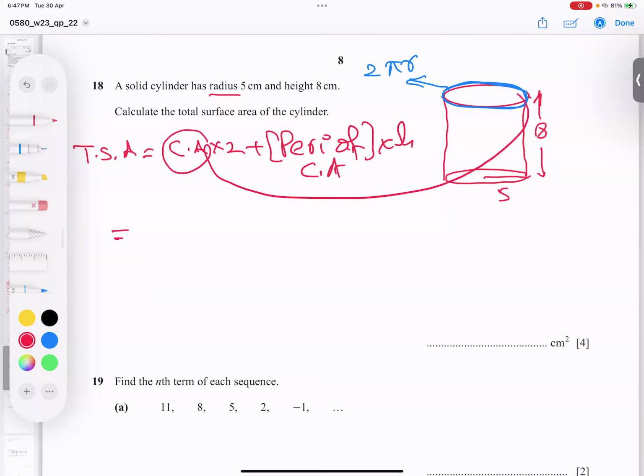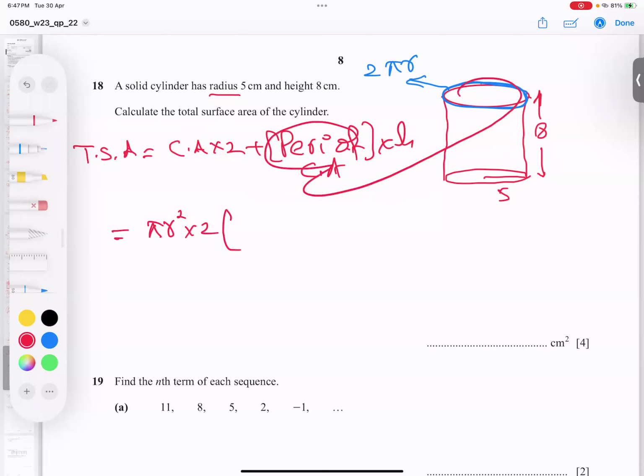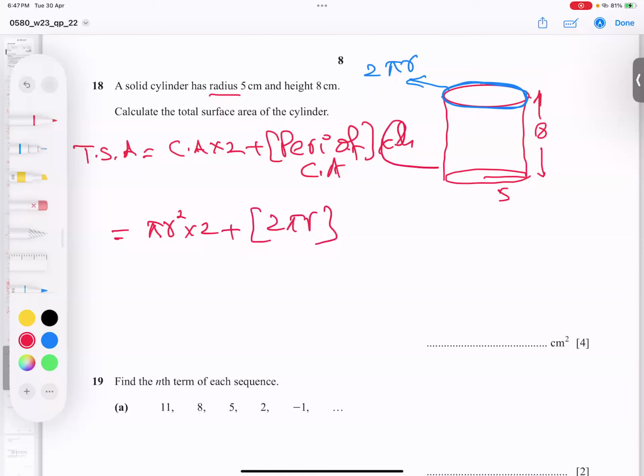Cross area. What is cross area? Circle shape. I'm writing here pi r square times 2. What is the perimeter of cross area? Circumference of circle, so 2 pi r. Okay, I missed the plus sign. That is why. So the perimeter is 2 pi r times height. First I'm writing the variables, then I plug in the numbers.